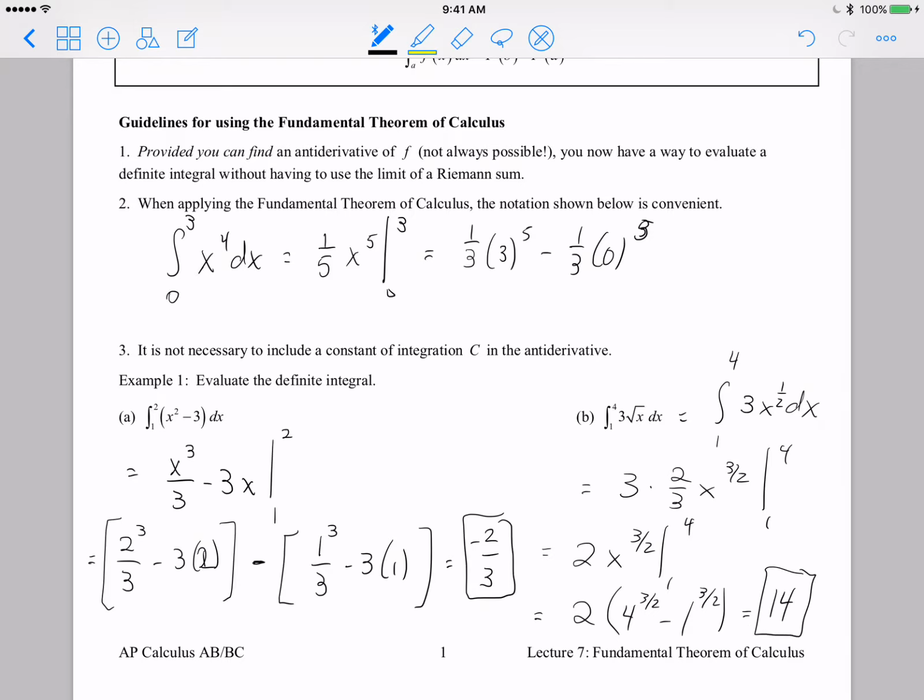Okay, now you do need to be able to do that without a calculator, so let me maybe just talk about how to do this 4 to the 3/2 term, okay, without the use of your calculator. So maybe back up here, 4 to the 3/2.